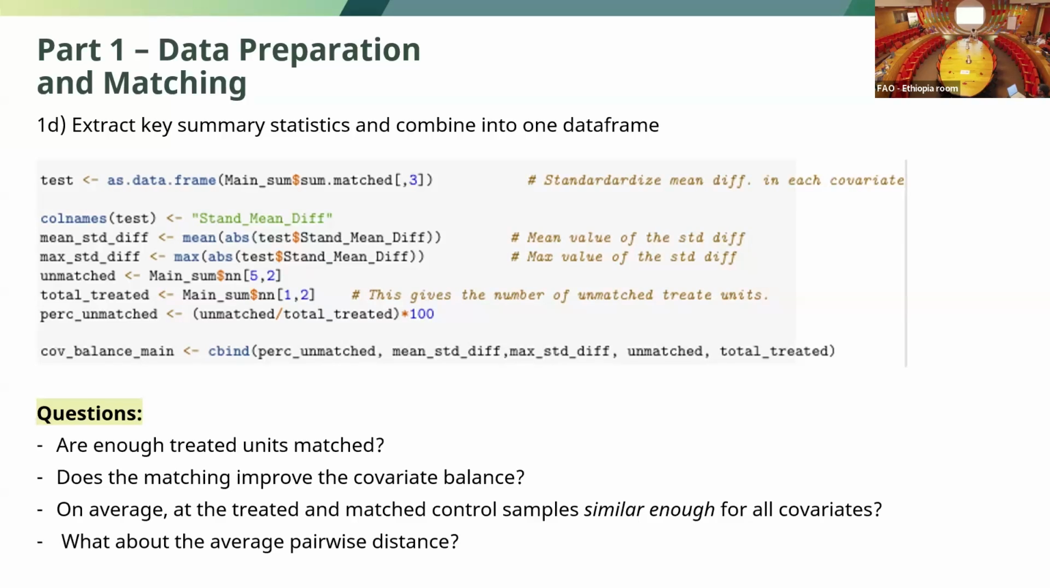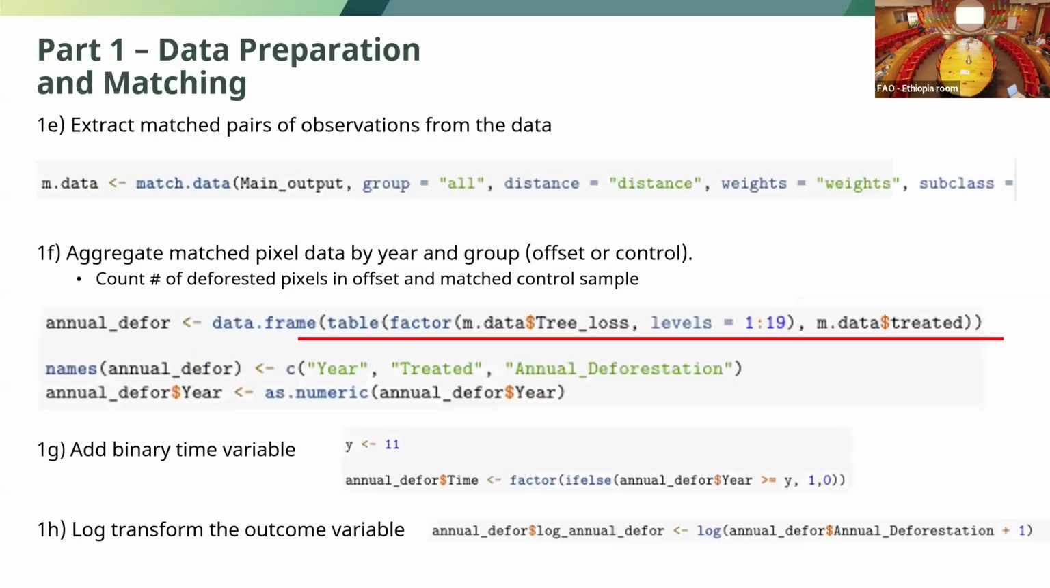So the next thing we have to do is extract the matched pairs, because we haven't done that yet. So if you could just run the code from line 335 to 340, you'll see in the environment pane on the right, next to the data set called M data, that there's 5,724 observations, because that's the 2,800 times 2.